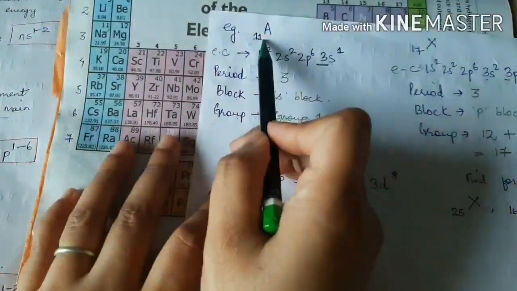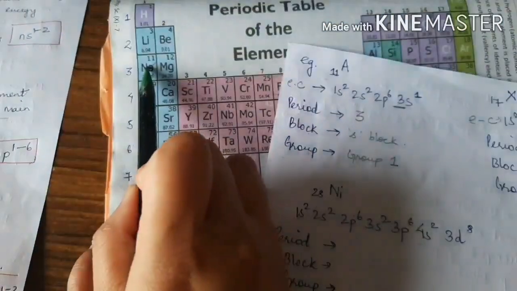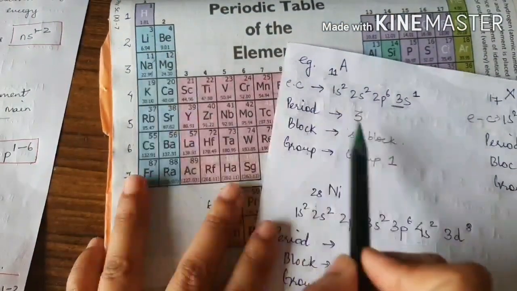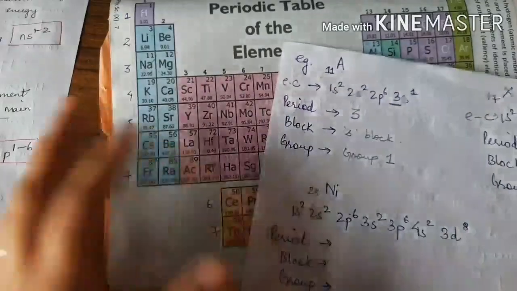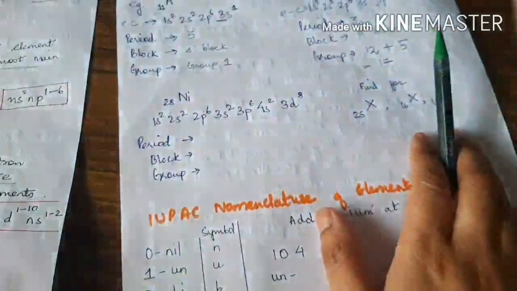Then let's check this one also. 11. 11 is sodium. Have a look, period is 3. Yes, we got it. S block, group is 1. Group 1. Okay, so that is how we find out.